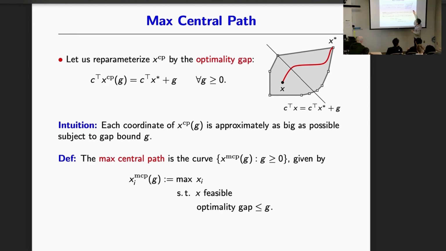So in this picture, you can imagine I'm taking the intersection of this polyhedron with this half space, and then I'm looking at what is the furthest away I can get from every constraint. If this is the constraint that I'm looking at, then the furthest away that I can get from that constraint is this point, right? I do this for every constraint, then I get this x_i^mcp value. Is that clear? So this max central path tells you how far away you can get from every constraint, subject to gap bound g.